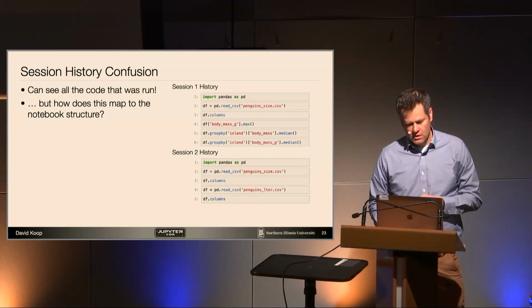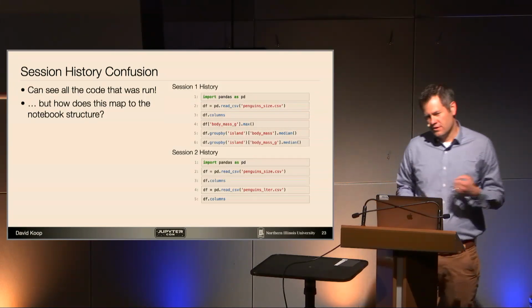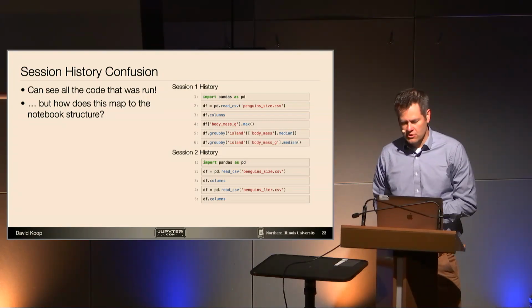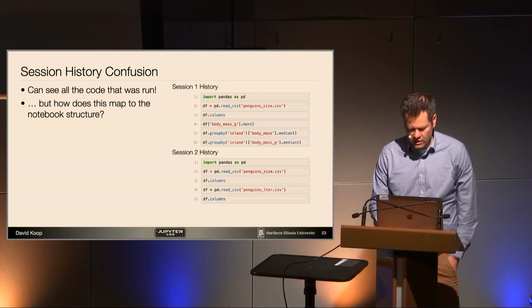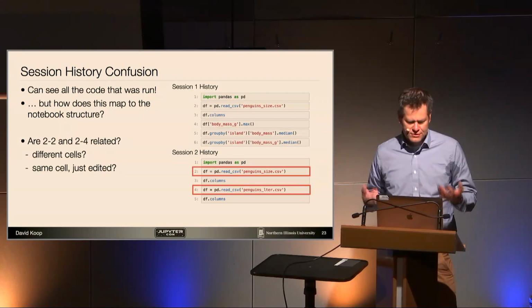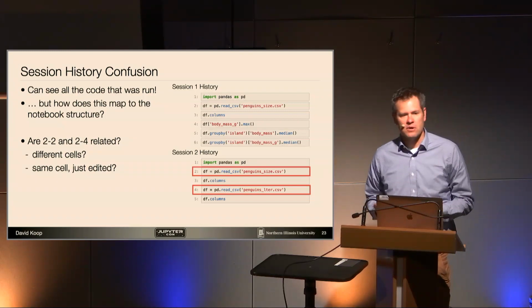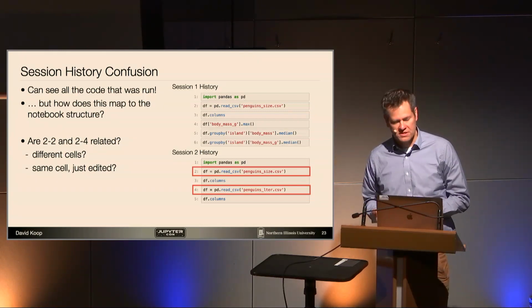In the session history, there's also some confusion if I just look at that, because it doesn't necessarily map to the notebook structure. What I have here is, are cells 2 and 4 related? Maybe, maybe not. I can't tell that they were actually edits to the same notebook cell.